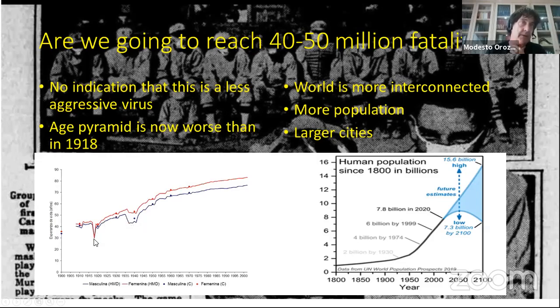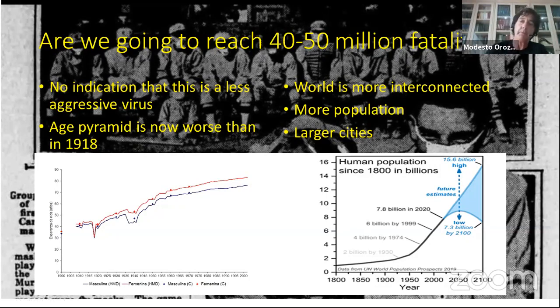So it was a dramatic pandemic. But the life expectancy before the pandemic was a little bit over 40, and now we are over 80. So we have an older population, and in principle the pathology can be even worse. And the world is more interconnected. We have more population and larger cities.